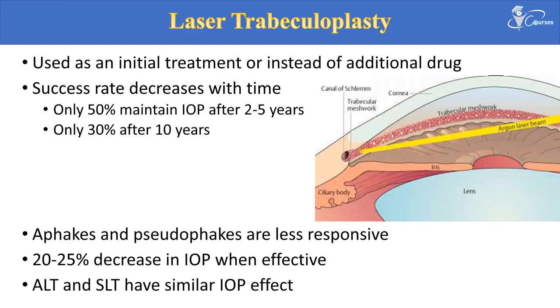First of all, what is the principle of the laser? It can be argon laser trabeculoplasty or selective laser trabeculoplasty. Directing the laser toward the angle will result in removing debris, deposits, and materials which could be blocking the angle. So it will cause opening of the pores of the trabecular meshwork, which will be beneficial to decrease the intraocular pressure.